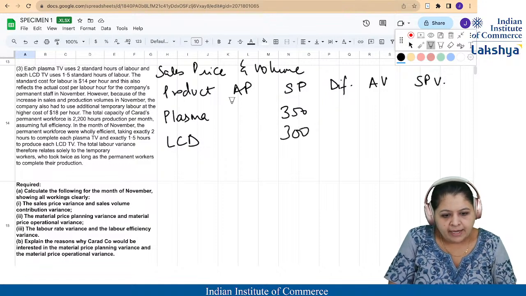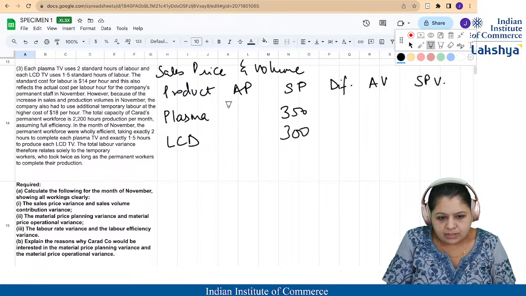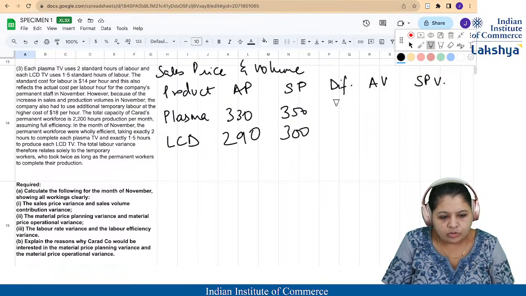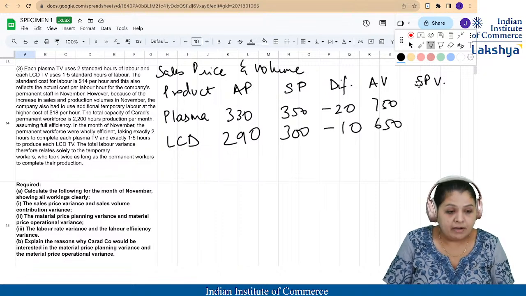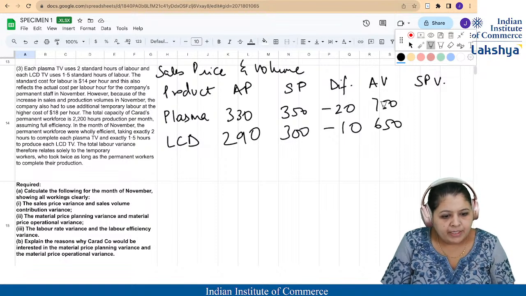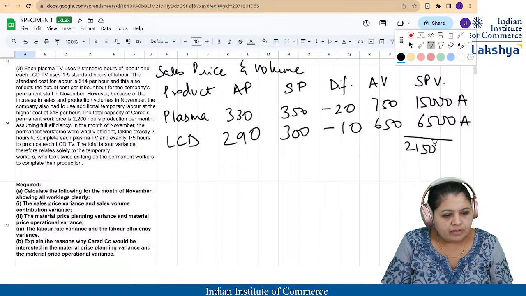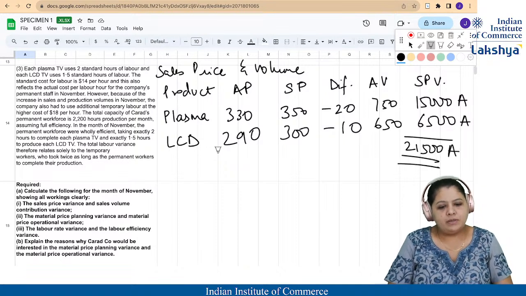So actual price, standard price, we have the standard price, which is in the first para, 350 and 300. The actual price that the company sold in is somewhere in the second para, which is 330 and 290, right? So the difference here is going to be an adverse because obviously the selling price expected was more, and so for plasma and LCD, both the difference is more. The actual volume that you sold was 750 and 650, also from the first paragraph of notes. Multiply 20 with 750, 15,000 adverse, and 6,500 adverse, coming to a 21,500 adverse.